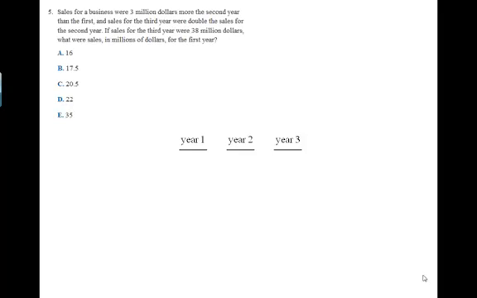Well, there's 3 years going on. Let's write them down. What do I know? Sales for the third year were $38 million. Let's write it down. What else do I know? Sales for the third year were double sales for the second. Therefore, year 2 must be 19. What else do I know? Sales for the second year were $3 million more than the first year. Therefore, year 1 is 16. But it all starts with merely writing down year 1, year 2, year 3. Nothing stays in your head.